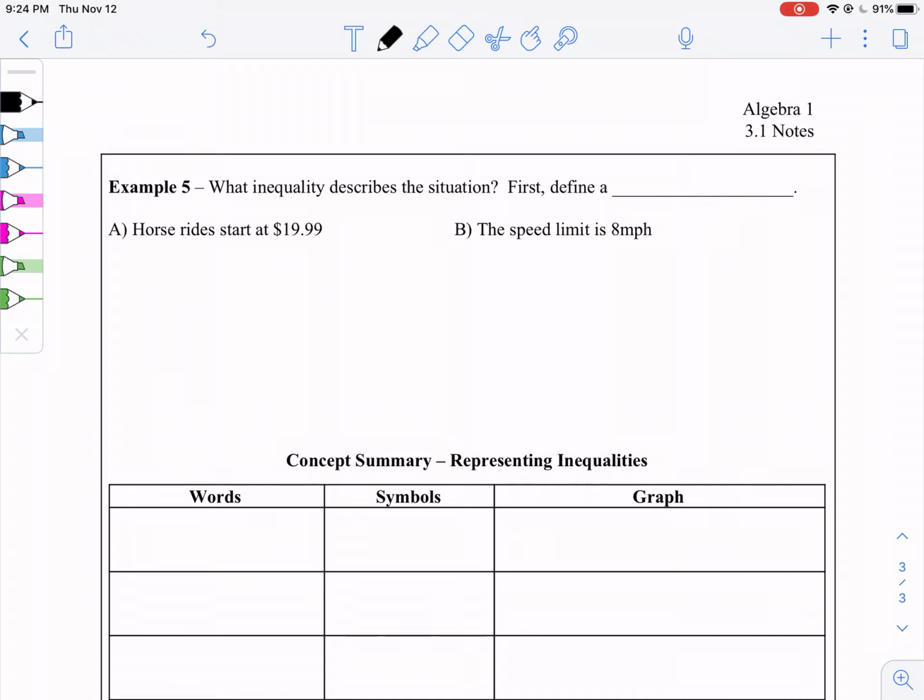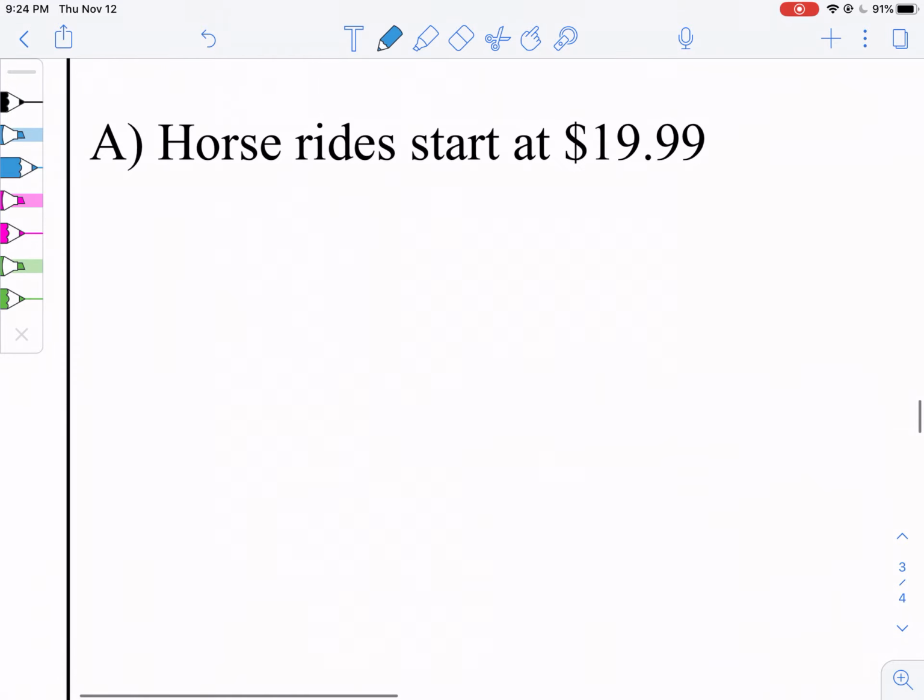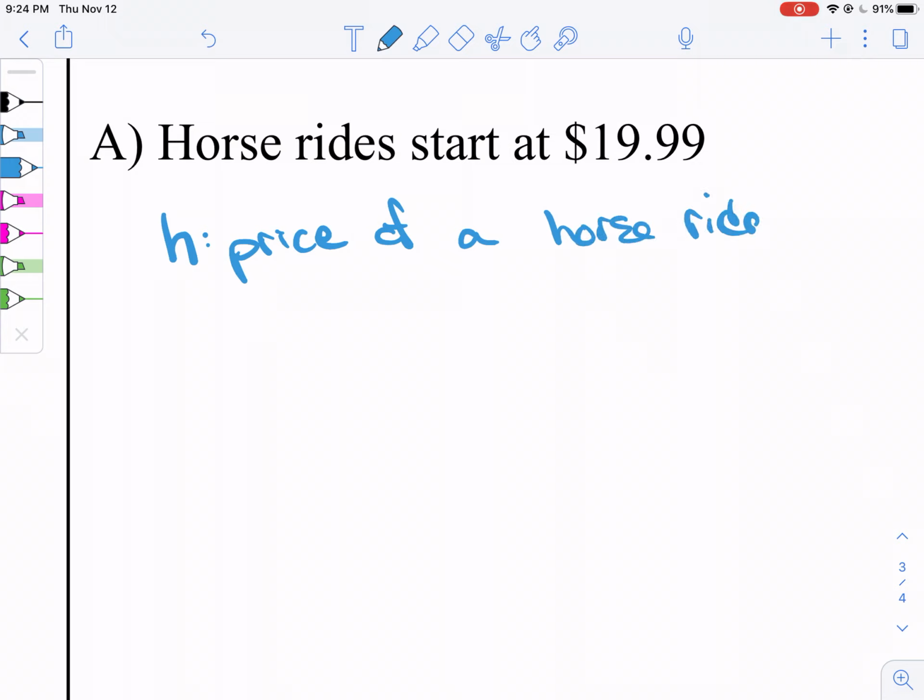So let's say that we need an inequality to represent the situation. The first thing we need to do is define a variable. We need to say what our variable represents. So if we need to represent horse rides starting at $19.99, how about H? So here H is going to be the price of a horse ride. And look at our units. So the price of a horse ride in dollars.